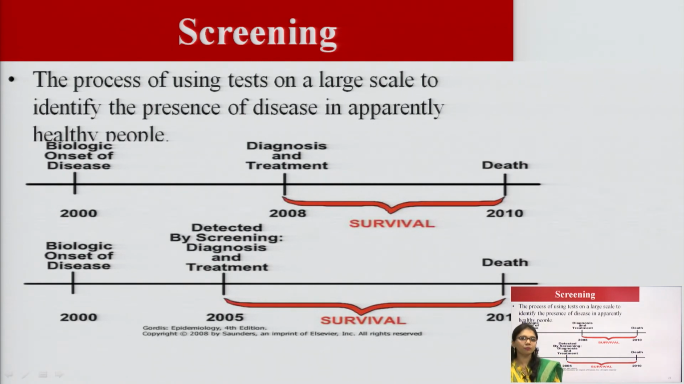Now, I told you before that screening is a must. Screening means the diagnosis of a disease, or the process of using tests on a large scale to identify the presence of disease in healthy people. You can see here the biological onset of disease on this scale. In 2000 there is the biological onset of disease in a patient, and signs and symptoms occur in the patients between 2000 and 2008, but we screen out the disease in 2000.